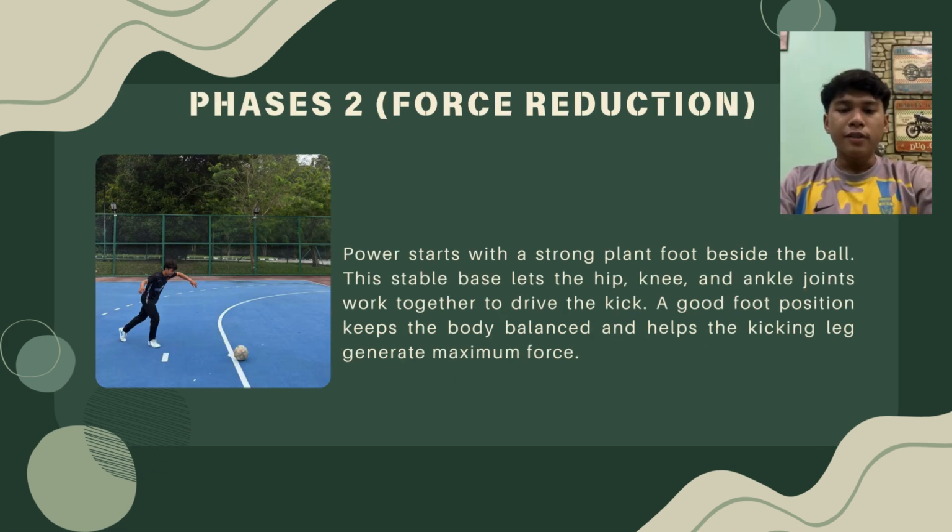So the next phase is force reduction. Force reduction refers to minimizing impact force on the body during play. In shooting, force reduction starts with a strong front foot beside the ball. This stable base lets the hip, knee, and ankle joints work together to drive the kick. A good foot position keeps the body balanced and helps the kicking leg generate maximum force.